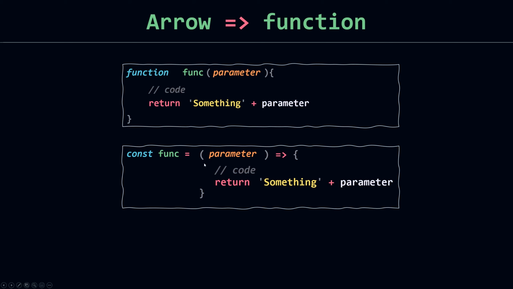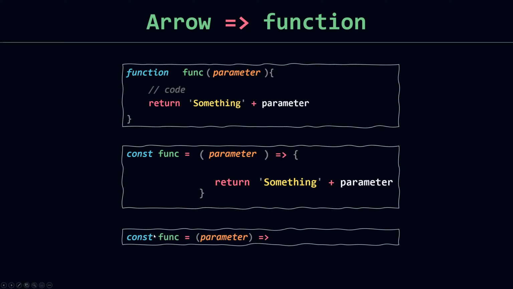Now if your arrow function happens to not have any logic going on before your return statement, for example if we don't have any code here, in that case you can just remove the return keyword and the curly braces. So in that case your arrow function will look like this: const function equals parameter, your arrow, and then something plus parameter, without the curly braces and the return keyword.